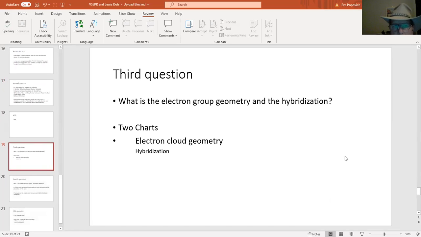Third question, what is the electron group geometry and the hybridization? Use the 2 charts I put in this slideshow. One is the electron cloud geometry chart. It goes through 2, 3, 4, 5, and 6 electron clouds, what that shape should be. I have a second chart which dictates the hybridization. So figure it out there. These are multiple choice questions.